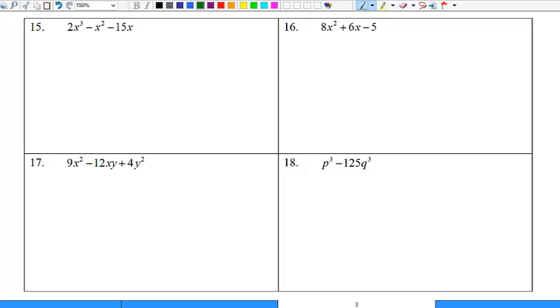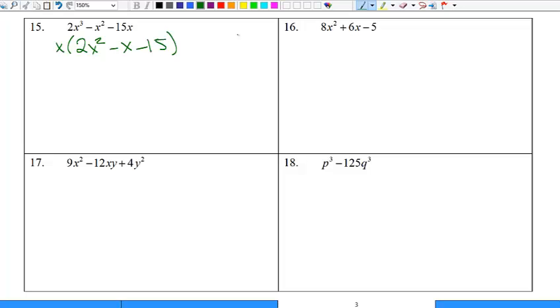On this next problem, we're going to look for a GCF first, and this problem does have a GCF. Notice that there's an x in all three terms, so we can factor out an x. Between 2, 1, and 15, there isn't any other numeric GCF, so we're just going to go ahead and factor the x out, which gets me 2x squared minus 1x minus 15.